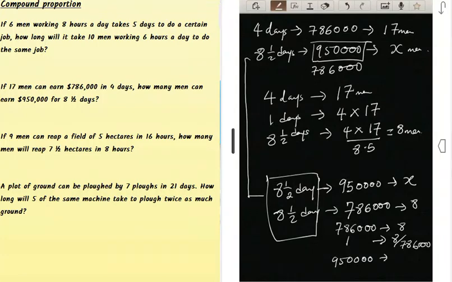Okay, so $950,000 will be earned by more men. So I'm going to multiply 950,000 times this value, 8 over 786,000. Okay, that will give me approximately 10 men. The answer is actually 9.66 men, which we can approximate. Of course, we don't have 9.6 men, so we can roughly approximate it as 10 men.